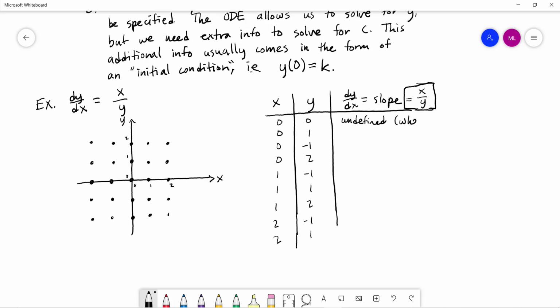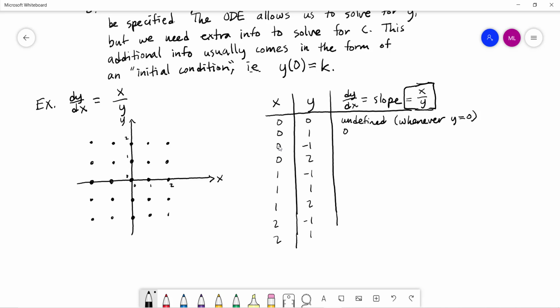And this is going to happen whenever y is equal to 0, because we can't divide by 0. So let's do some of these other ones. This point, x is 0, y is 1. So what is x over y? Well, that's 0 over 1. That means that the slope is 0.